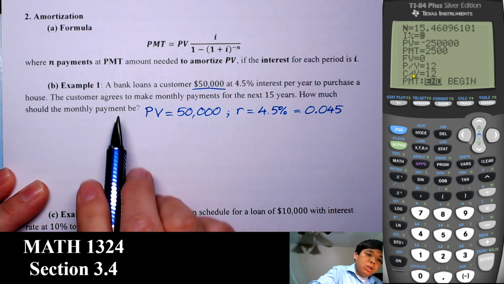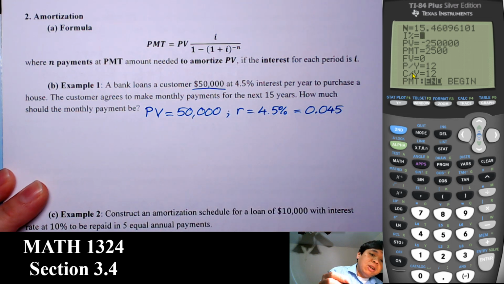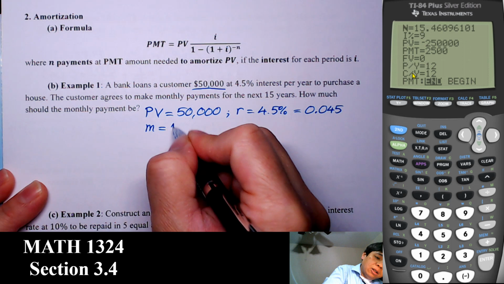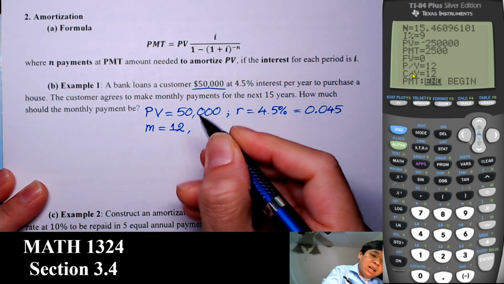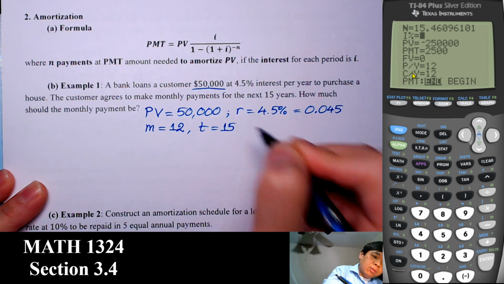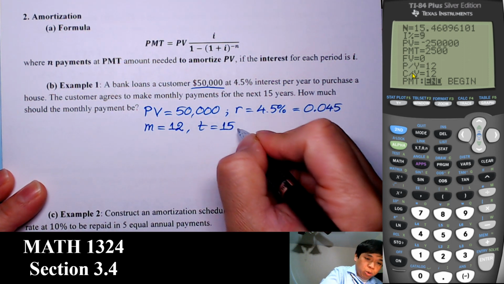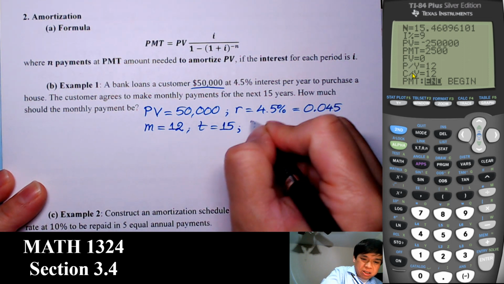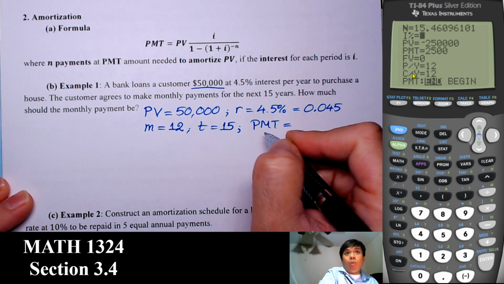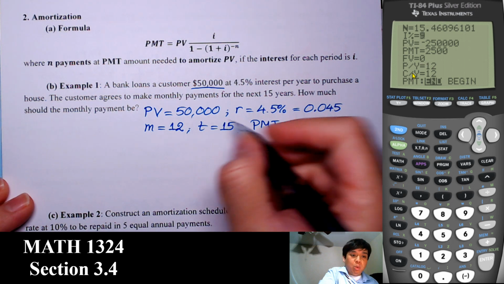The customer agreed to make monthly payments for the next 15 years. So M is monthly payments, 12 times a year, for the next 15 years. How much will the payment be? Pretty much straightforward. This payment will be made over the next 15 years, and we pay off that amount.